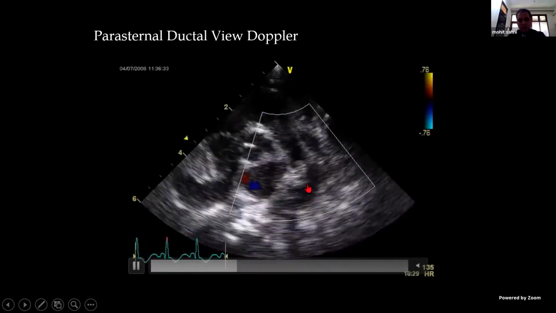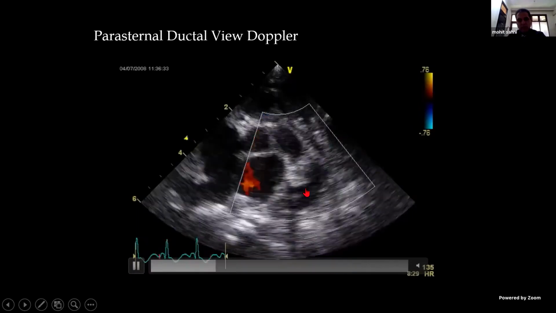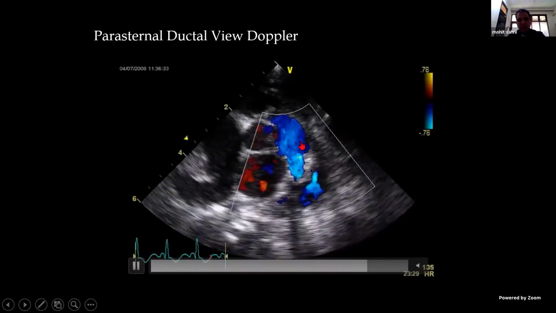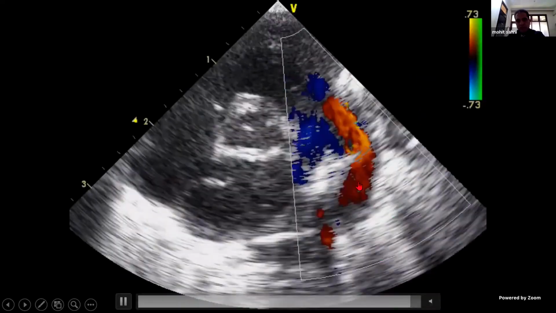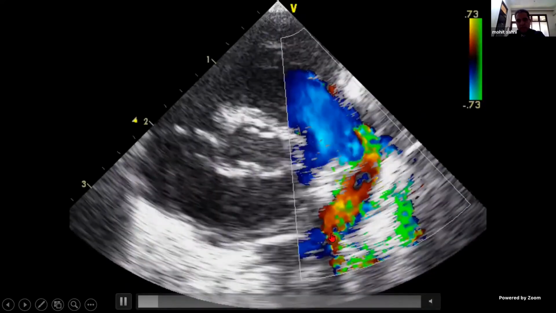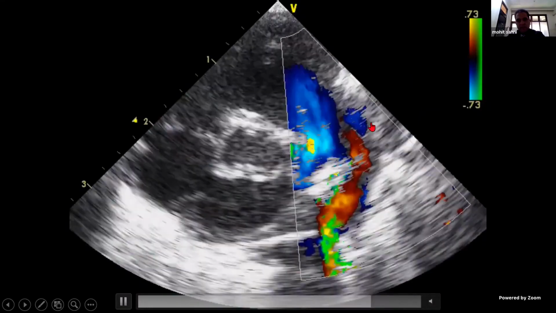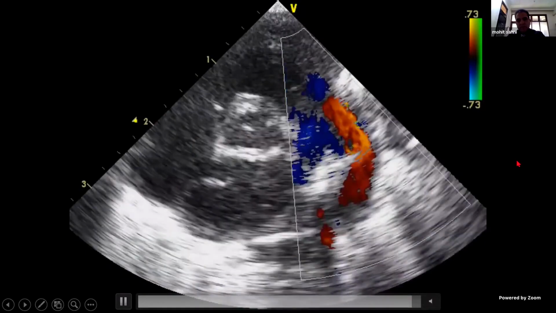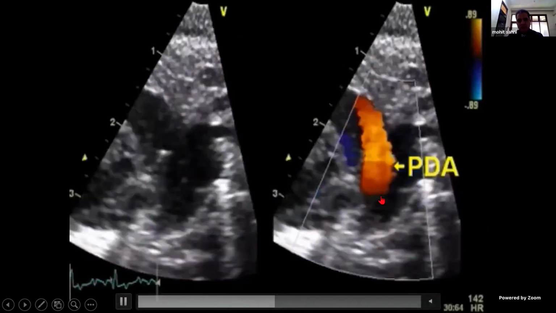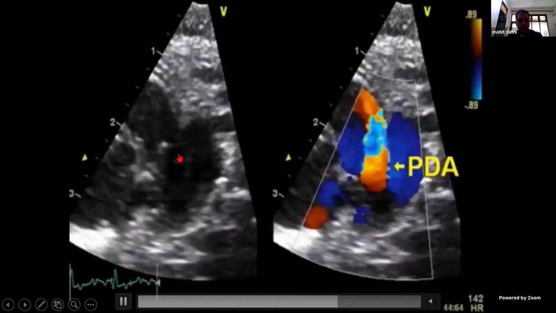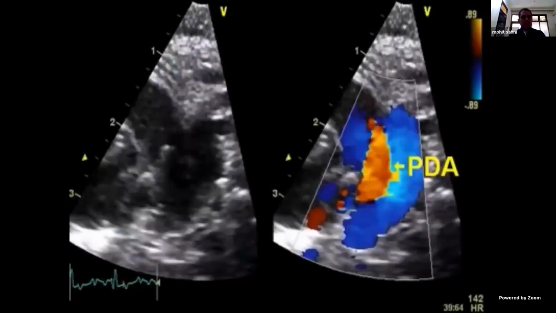If the duct would have been there and shunting left to right, the blood is then flowing from aorta towards pulmonary artery, towards the probe, and is red. See this. So this is a PDA in which the blood is flowing from descending aorta towards the pulmonary artery, is red in color. It's pure left to right shunting. So this is a descending aorta, pulmonary artery, PDA is shunting left to right. Always try to measure the size of the duct in the 2D.